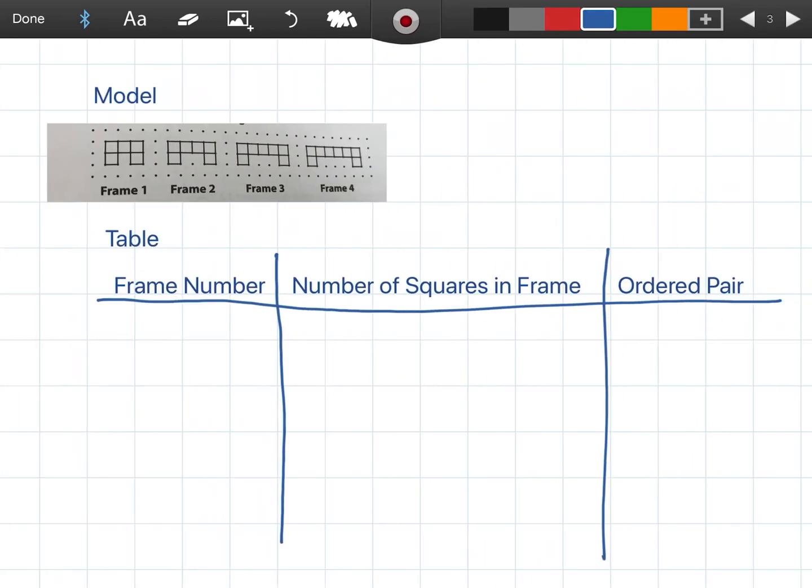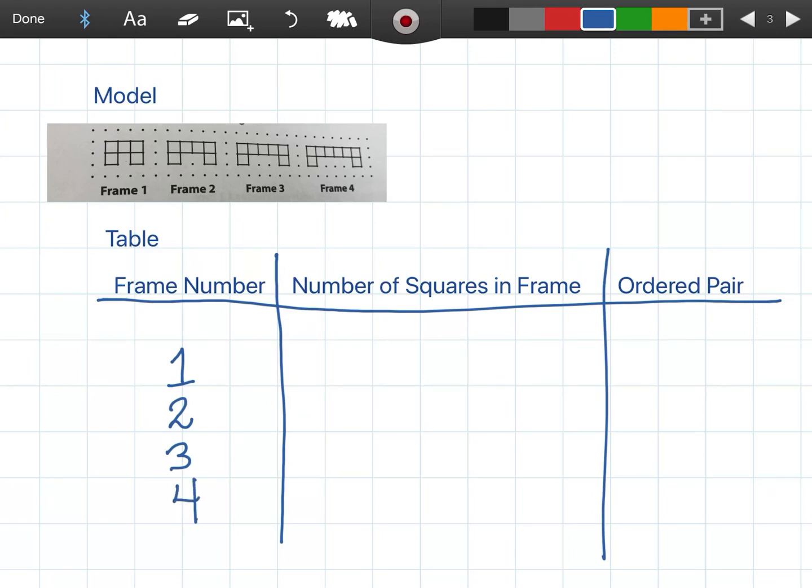So we're going to start with the model being given to us. Here you can see the growing pattern. They're making a U shape out of squares, and you can see there's frame 1, which is like term 1, frame 2, frame 3, frame 4. We're going to take that model that was created for us and turn it into a table. Frame numbers are easy. They're given to us. So we have frame 1, frame 2, frame 3, frame 4.